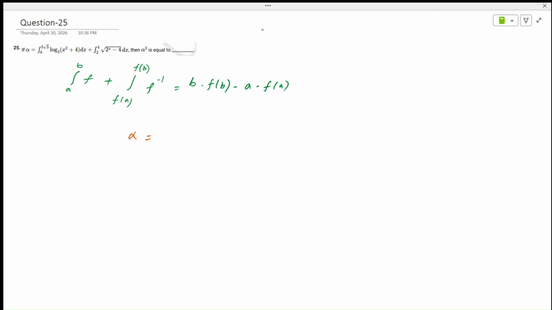So we'll get alpha equal to 2 root 3 into 4 minus 0, which is equal to 8 root 3. So he's asking for alpha square. Alpha square is equal to 64 into 3, which is equal to 192. So the answer is 192.